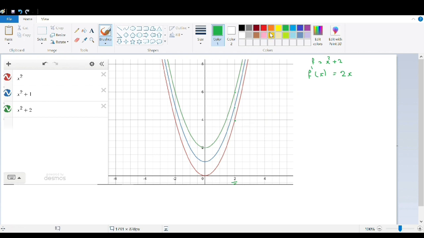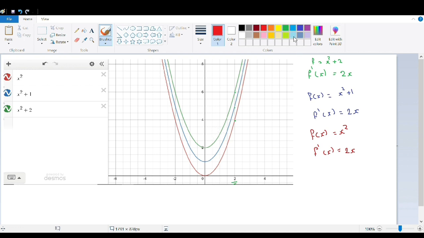So the derivative of the blue one, f of x equals x squared plus 1, f prime of x, will be the same, which is 2x, the same as for the function x squared plus 2, because they are the same function; the difference is only the position of the graph. Also for the graph y equals x squared, f of x equals x squared, the derivative will also be 2x. So since they are the same function, just shifted to the right or shifted up, we have the same slope.